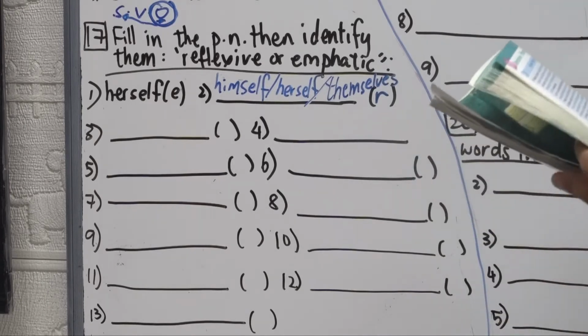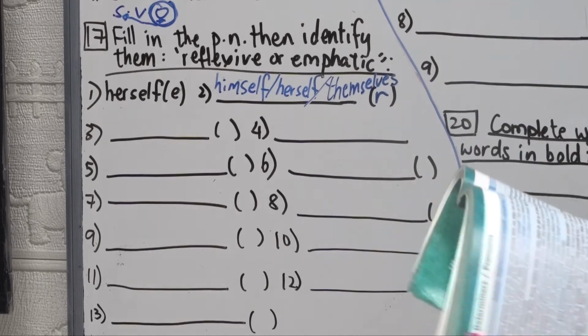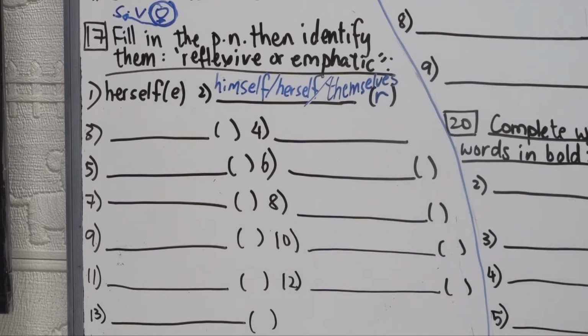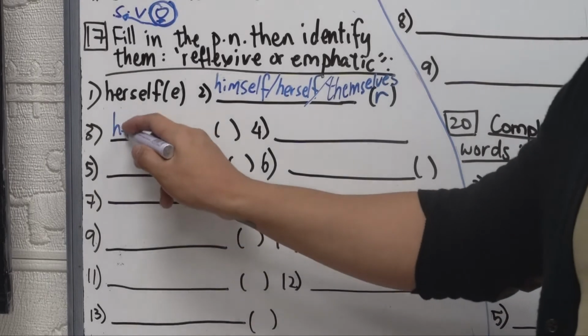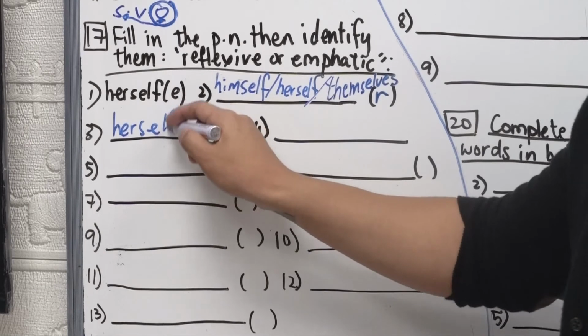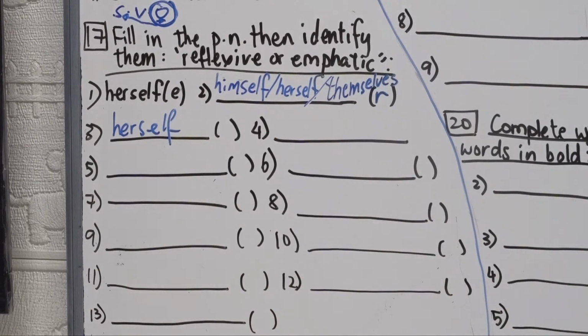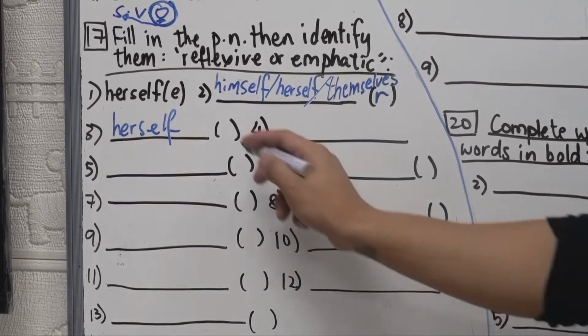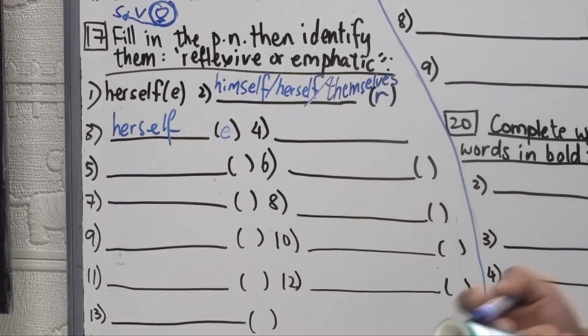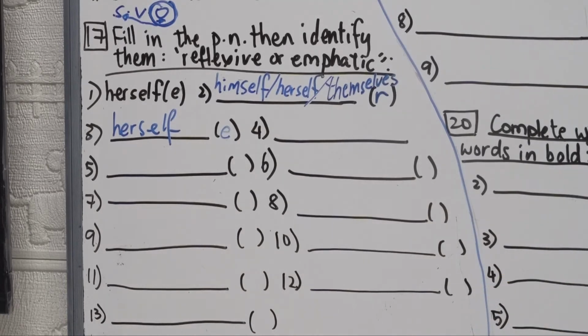All right, number 3, she brought up her children by blank. So she brought up her children by herself. All right, herself. Is this the emphatic or the reflexive? She brought up the children on her own. Right, this is emphatic, right? We are highlighting the action of bringing up the children.